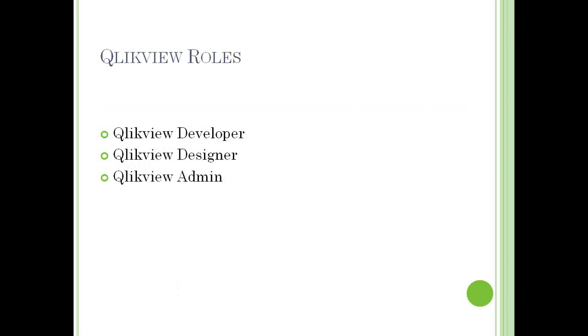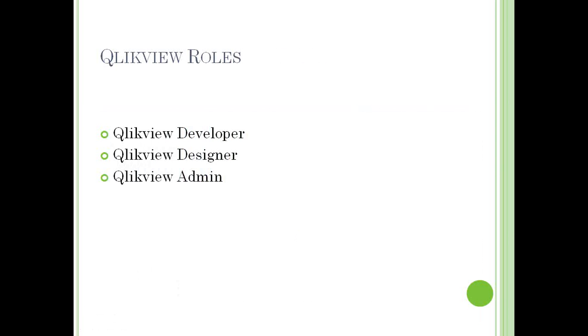In QlikView we have mainly three roles: QlikView Developer, QlikView Designer and QlikView Admin. QlikView Developer will take care of the data model part, QlikView Designer will take care of the visualization part, and QlikView Admin will take care of the administration part. QlikView Developer roles will be like loading tables from different types of data sources, then creating QVD files, then doing transformations on top of QVDs, then implementing joins. If there are any issues like circular references and synthetic keys, resolving those issues. Up to this part, we can say QlikView Developer has prepared one perfect data model.